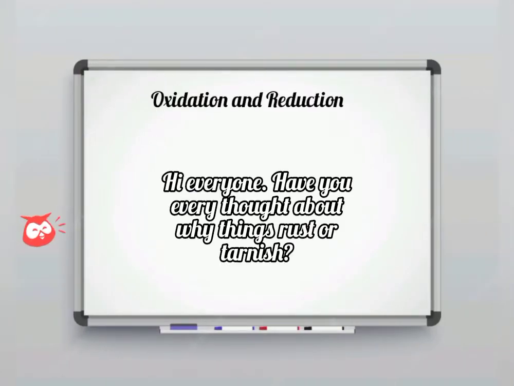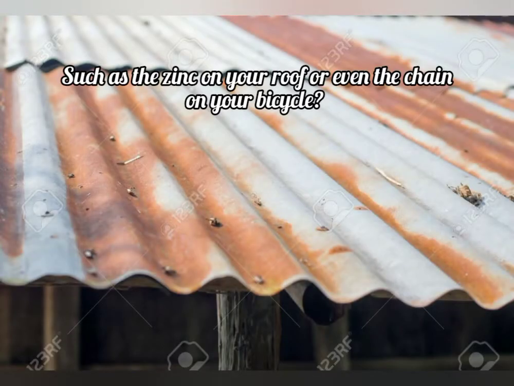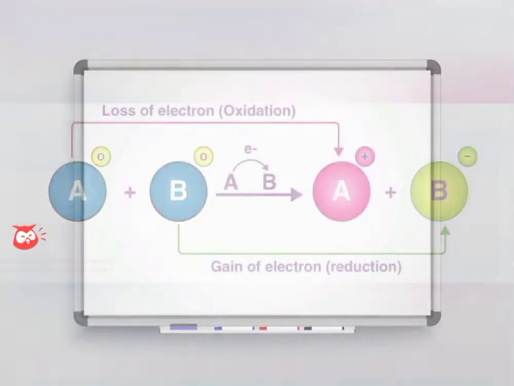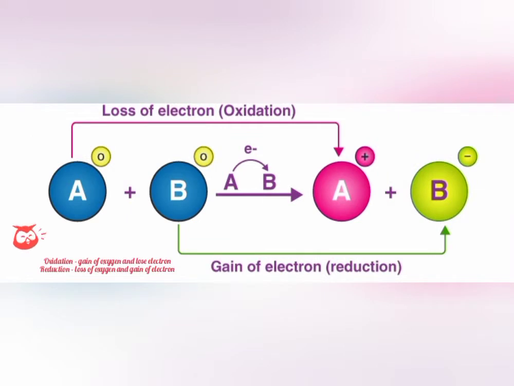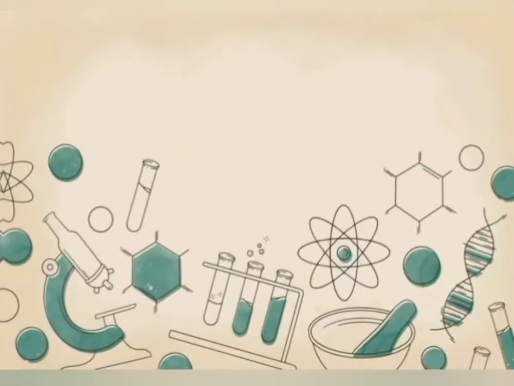Have you ever thought about why things rust or tarnish, such as the zinc on your roof or even the chain on your bicycle? This all happens through a redox reaction known as oxidation and reduction. Oxidation is the gain of oxygen and reduction is the loss of oxygen. These two reactions go hand in hand. You can easily remember this by using the mnemonic OIL RIG. Let's dive into it for a clearer understanding.